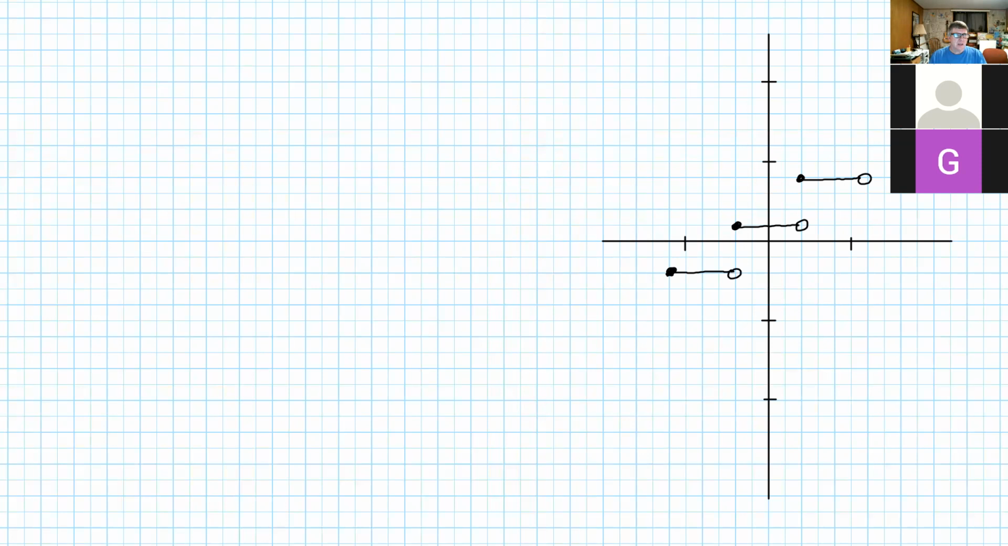Now, what if I did this? What if I filled that point in? Now is it a function? No. Correct. It's not, because now you've got x is -2 goes to -2 and goes to 1. So it's not a function. Good.